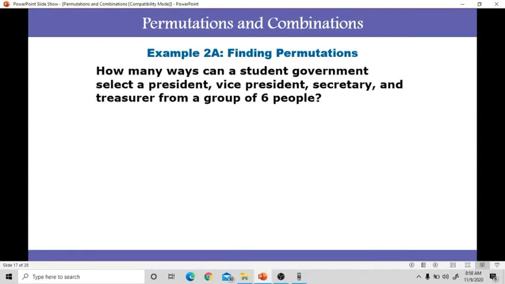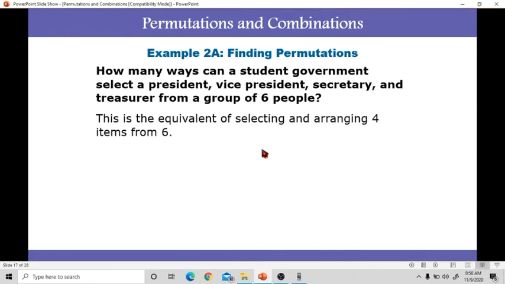Okay, let's proceed to finding permutation. How many ways can a student government select a president, vice president, secretary, and treasurer from a group of 6 people? So dito, maghahanap ng president, vice president, secretary, at treasurer from a group of 6 people. So it will be, okay, mag-a-arrange tayo ng 4 items from 6.